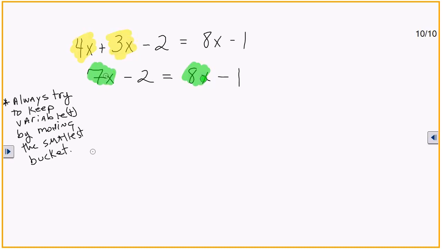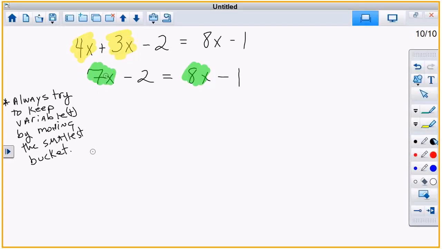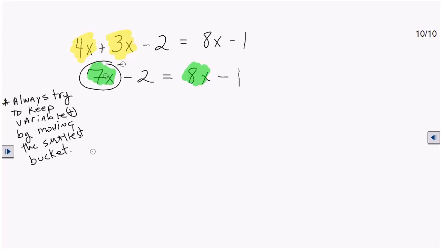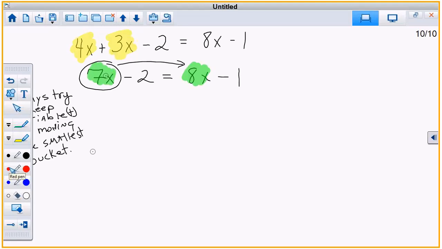Now I ask my students, what's the smaller bucket, 7x or 8x? 7x, and I move the 7 across the river. And when I move it across the river, it becomes negative 7x.